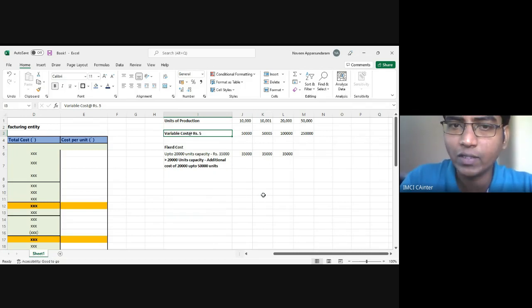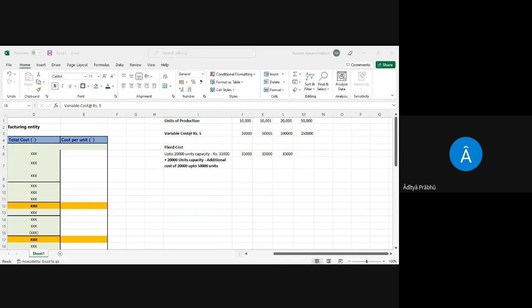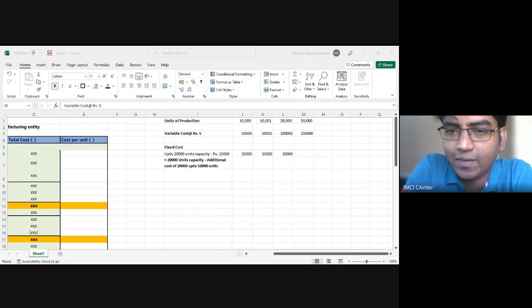Before starting this product, we need to see what is a variable cost and what is a fixed cost. Can somebody tell me what is a variable cost, what is a fixed cost? I need the understanding of variable cost and fixed cost from you people. What is a variable cost? Cost which keeps on changing. Yes. Can it be much more detailed?